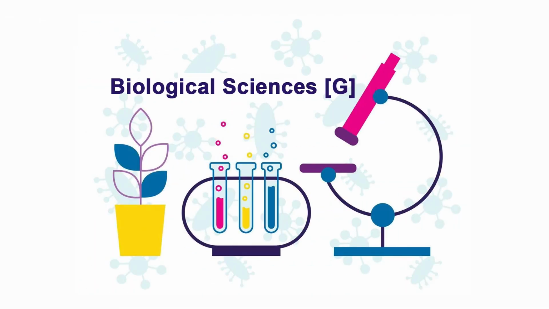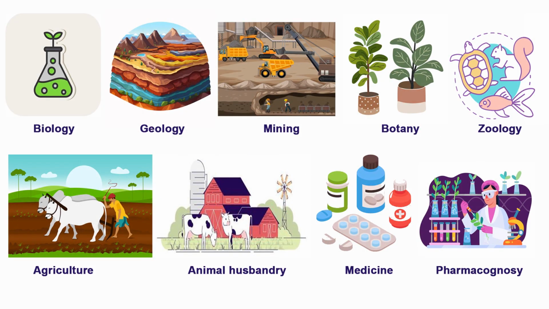Today's session introduces you to the facet structure and canonical synthesis of class numbers in the biological sciences, such as the basic classes biology, geology, mining, botany, zoology, agriculture, animal husbandry, medicine, pharmacognosy. The structure of main classes, canonical divisions, systems and special facets of these classes will be illustrated along with worked out examples.